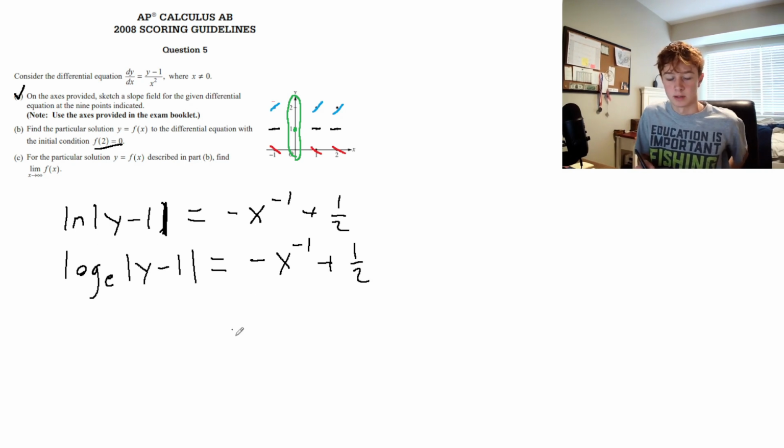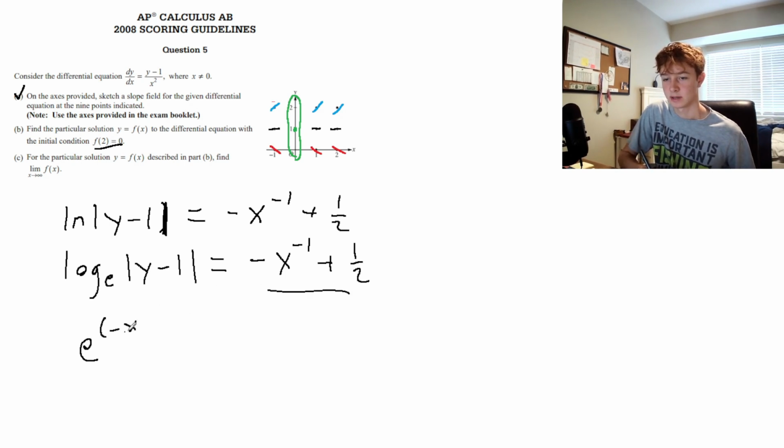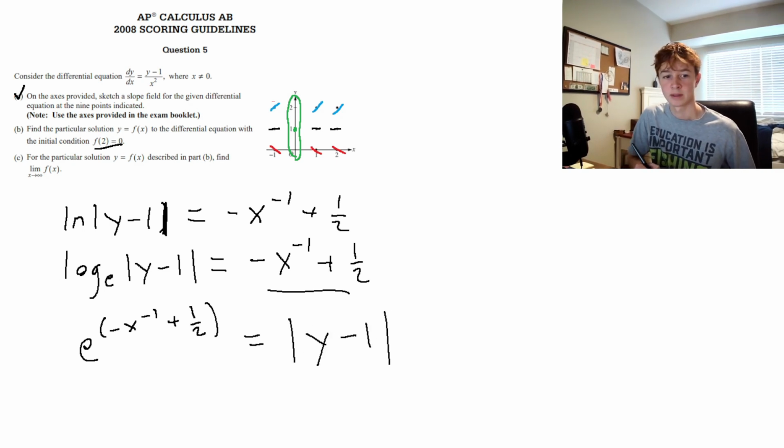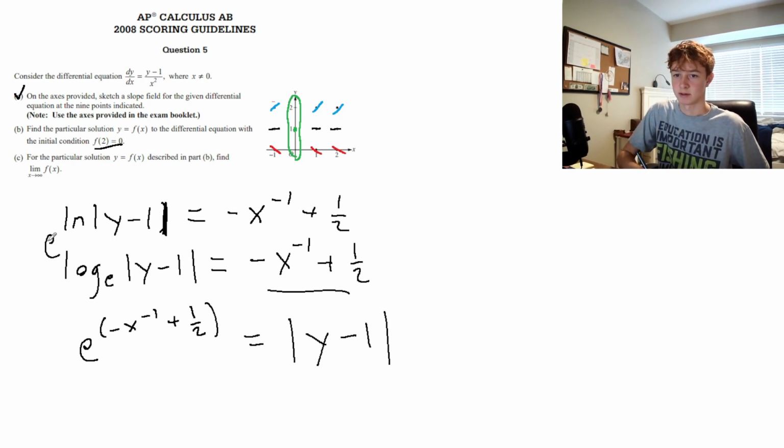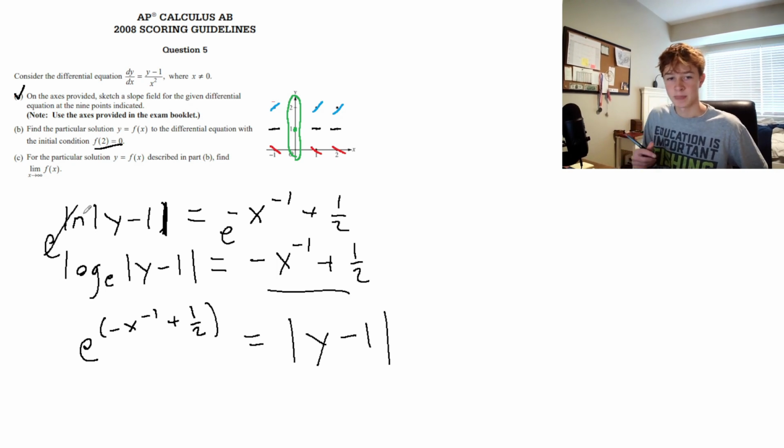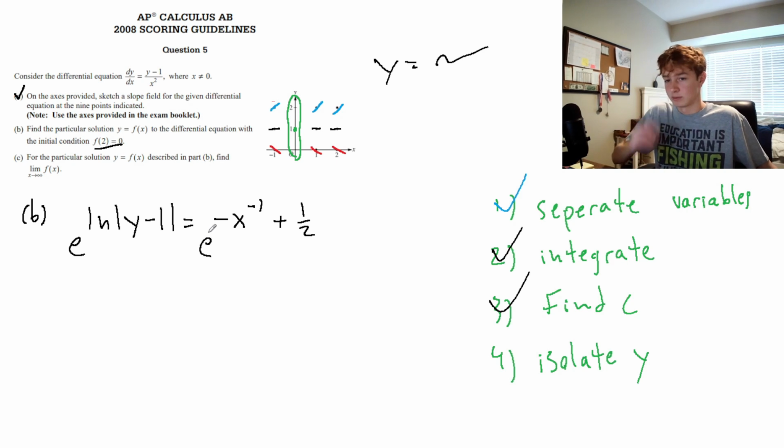And by the definition of logarithmic functions, this is telling us that e to the power of negative x to the power of negative 1 plus 1/2 is equal to the absolute value of y minus 1. So maybe just abstracting away from this and saying, oh, I'm just going to set e to the power of this and e to the power of this, and they cancel. Maybe that's an easier way to understand, but this is what's actually happening, or the logic behind that step. So when you have e to the power of ln, they're going to cancel out, and you're just going to end up with whatever's right here.